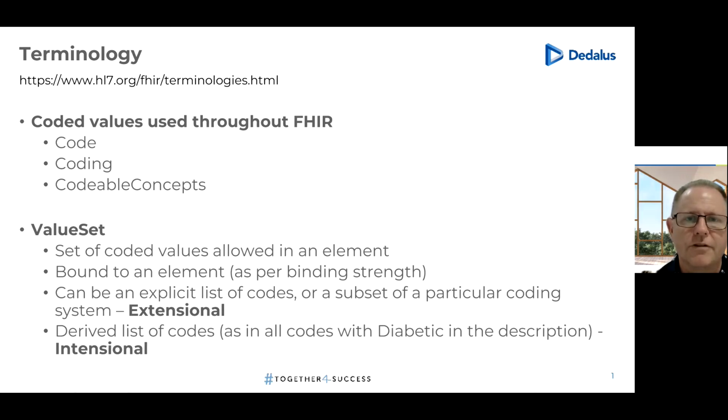There's two forms of value sets. One's extensional, and extensional is basically we're saying these are the list of codes that we want to use within our value set, and we're being very explicit around the codes that we want. The second is intensional, so we can derive a set of codes based on some criteria. So it might be that we're saying anything with the description that contains the word diabetic or diabetes we want in that particular value set.